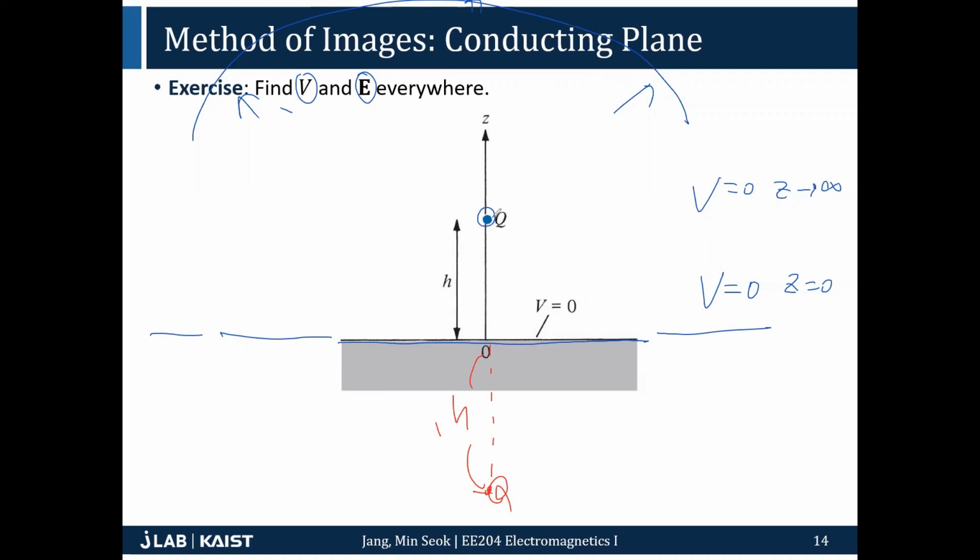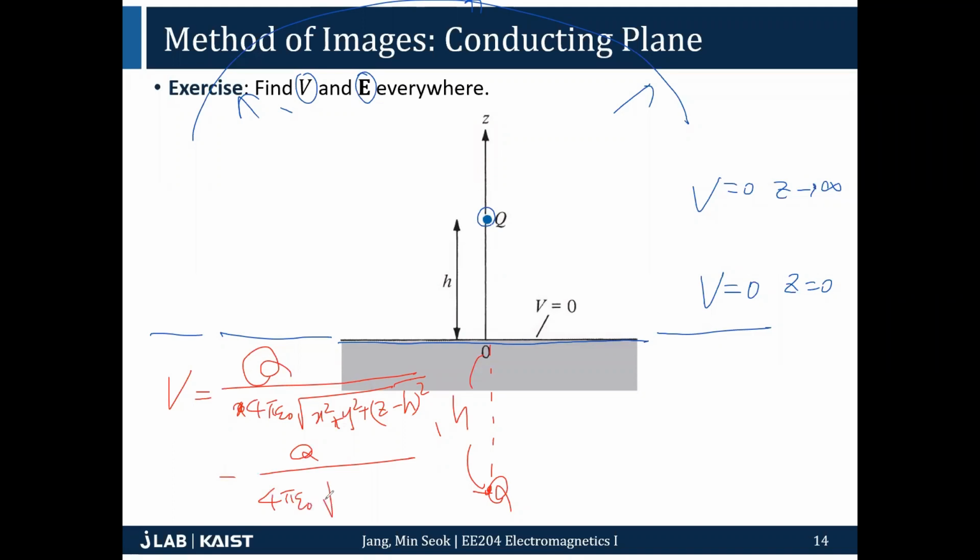First, the potential. The potential due to this charge is just Q over 4 pi epsilon naught times the square root of x squared plus y squared plus z minus h squared, right? And then the potential due to the image charge is negative Q over 4 pi epsilon naught times the square root of x squared plus y squared plus z plus h squared, right?